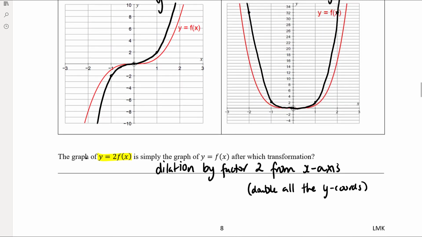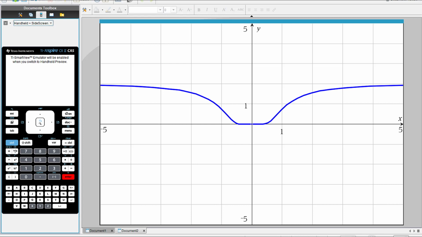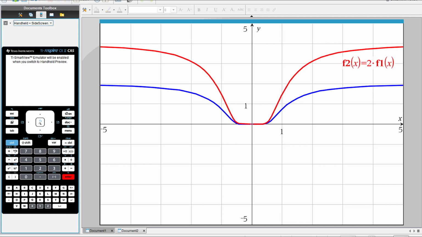So before we move on to the last transformation, let's have a quick look at that with this graph. So again, here we've got our y equals f of x. This time the CAS calls it f1 of x. So we're going to have a look at what 2 times f1 of x looks like. We would expect to see this graph dilated by a factor of 2 from the x-axis. So indeed, we can see that all the y-coordinates have been doubled. The graph has been stretched away from the x-axis by a factor of 2.